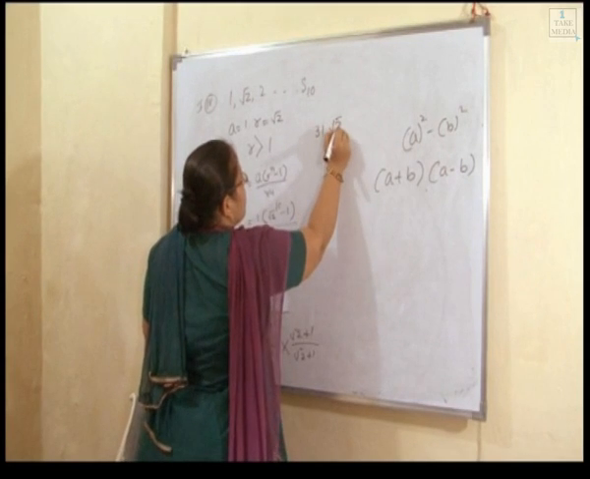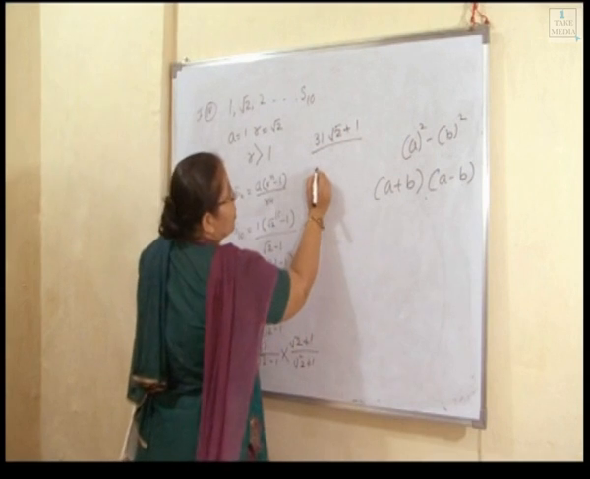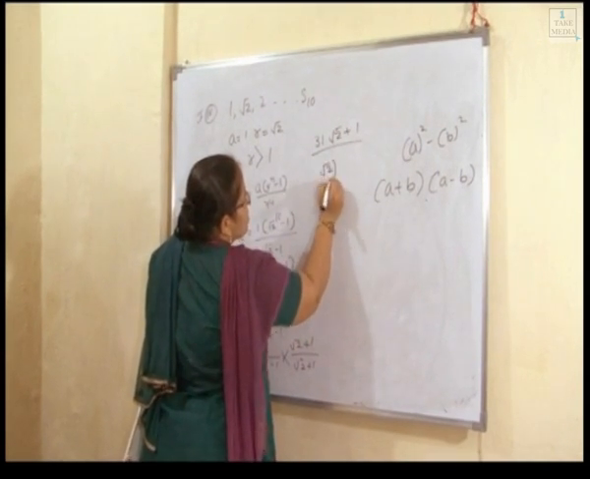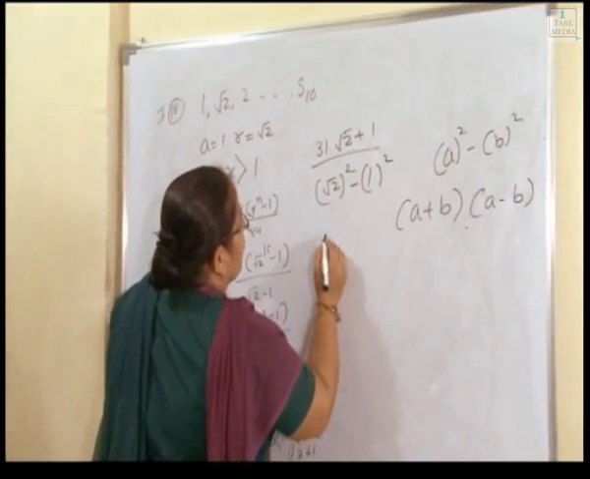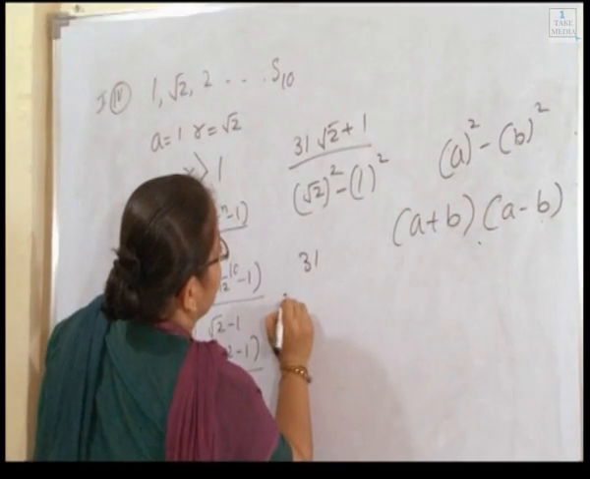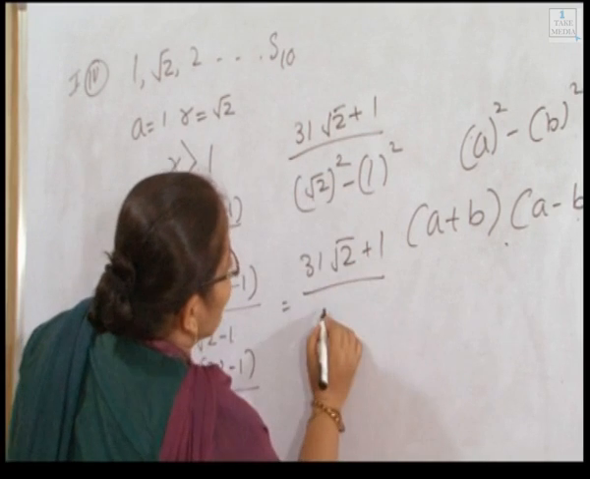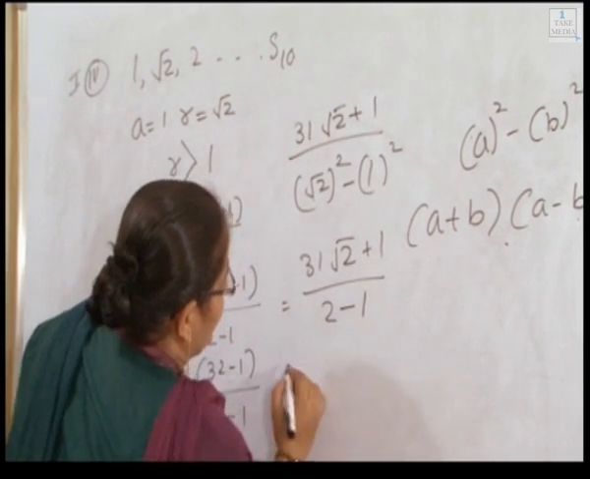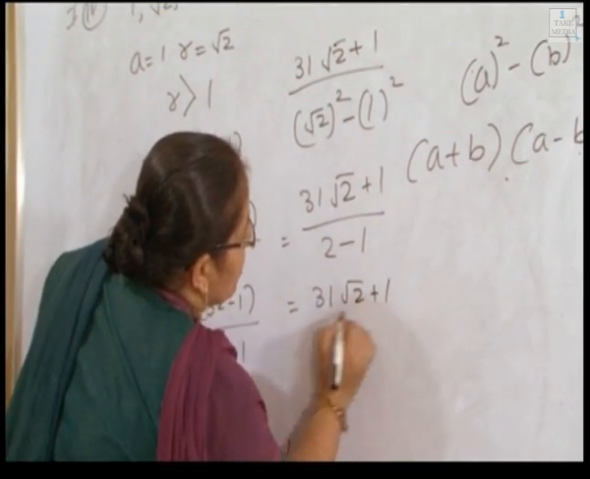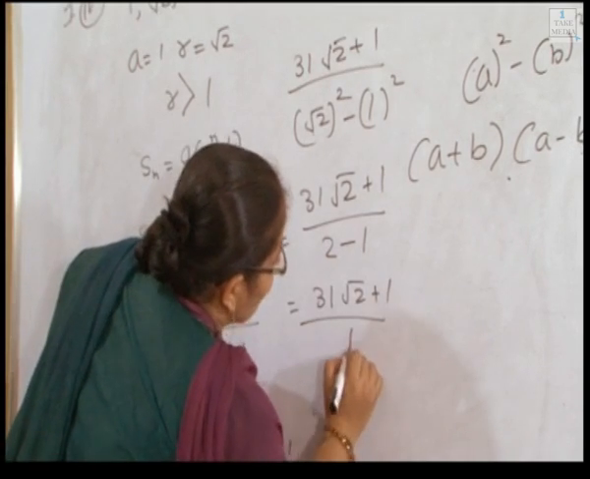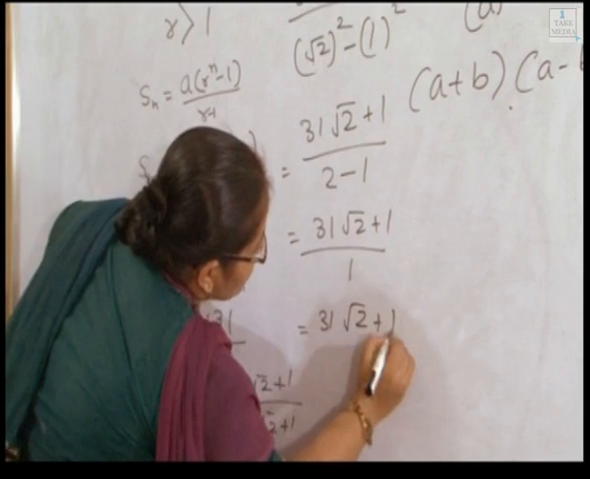So 31 times root 2 plus 1 upon root 2 square minus 1 square. 31 times root 2 plus 1. Root 2 square means 2, minus 1. So it comes 31 times root 2 plus 1 upon root 2 square minus 1, which is 1. The answer comes 31 times root 2 plus 1. This is the answer.